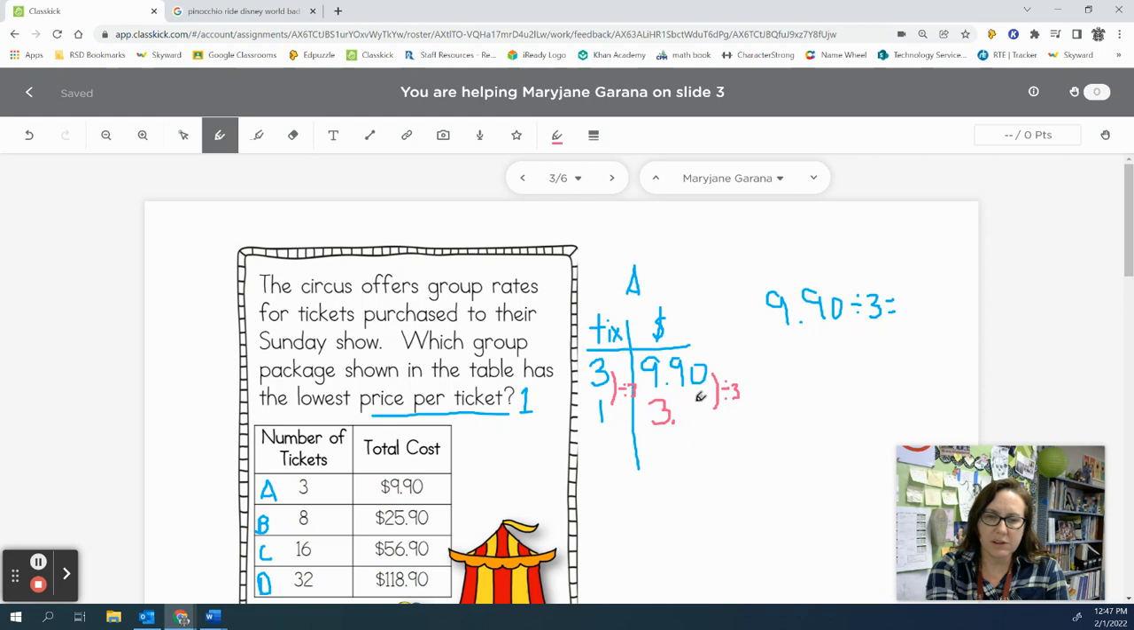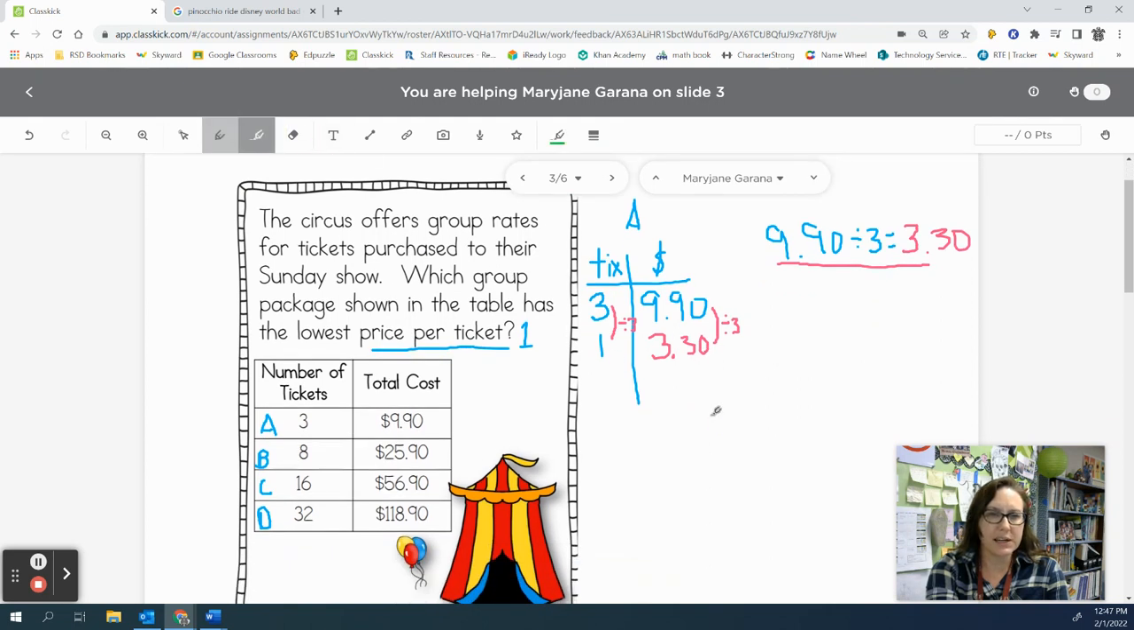$9.90 divided by 3. Use your calculator, totally fine. This is what you type into your calculator. 9.90 divided by 3 is going to get you 3.30. I should see your work. So this means that for package A, you are going to spend $3.30 per ticket. So that's the price per ticket for package A.